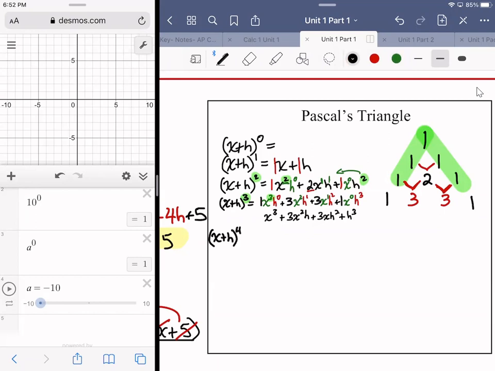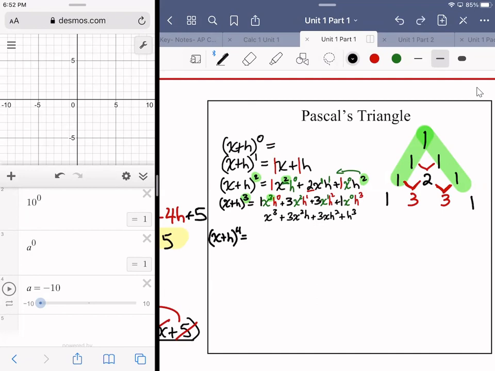Let's say we're looking for x plus h to the 4th. That would mean that we would need the next row in Pascal's triangle. One thing that is a little on the weird side is that the power of 4 corresponds to the 5th row. That's only because it's offset by 1 unit, because we start off with the power of 0.